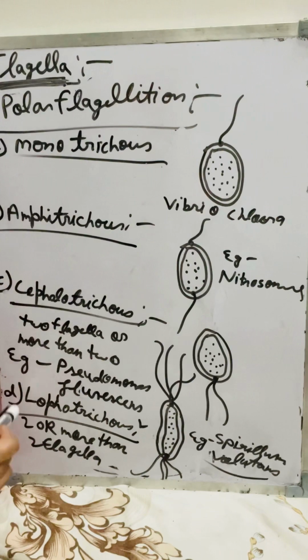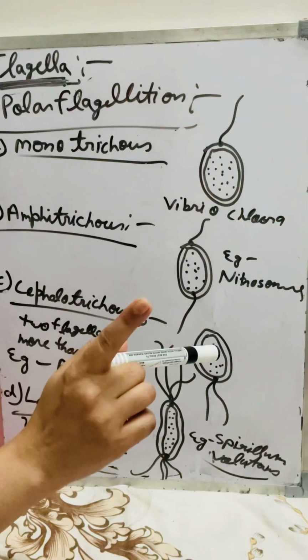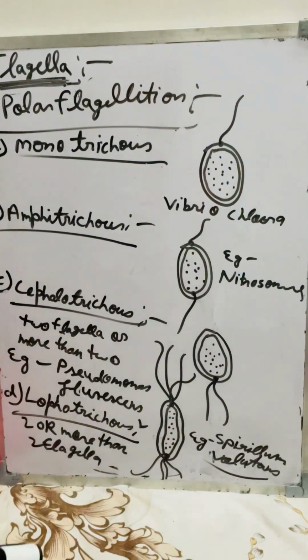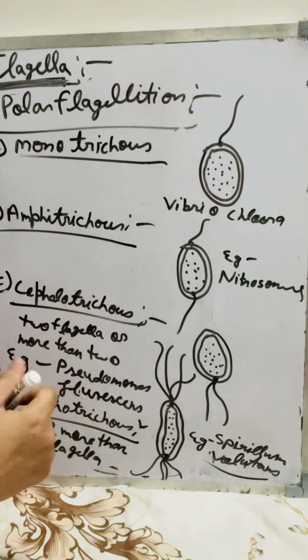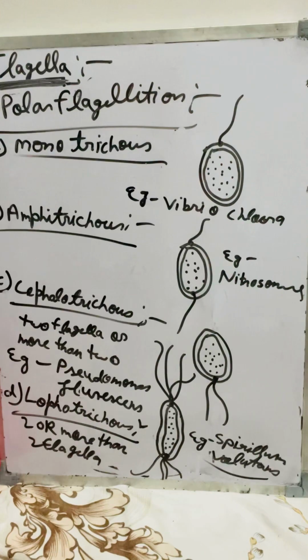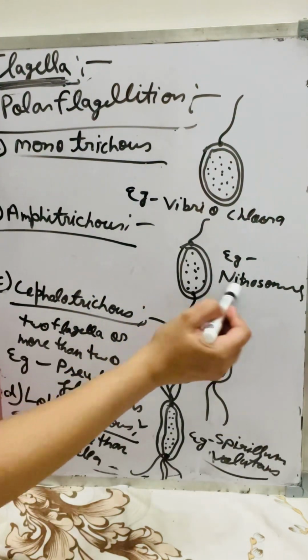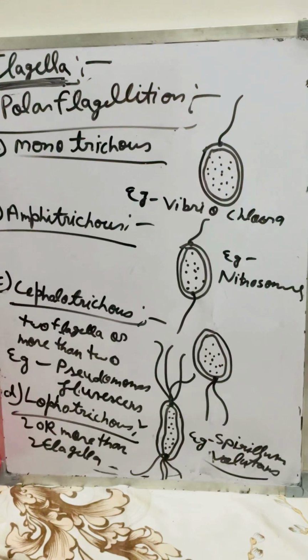So polar flagellation has four further types. The first one is monotrichous bacterium, which has only one flagellum on one side. For example, Vibrio cholerae. The second is amphitrichous bacteria, with one flagellum on both sides. Example, Nitrosomonas.